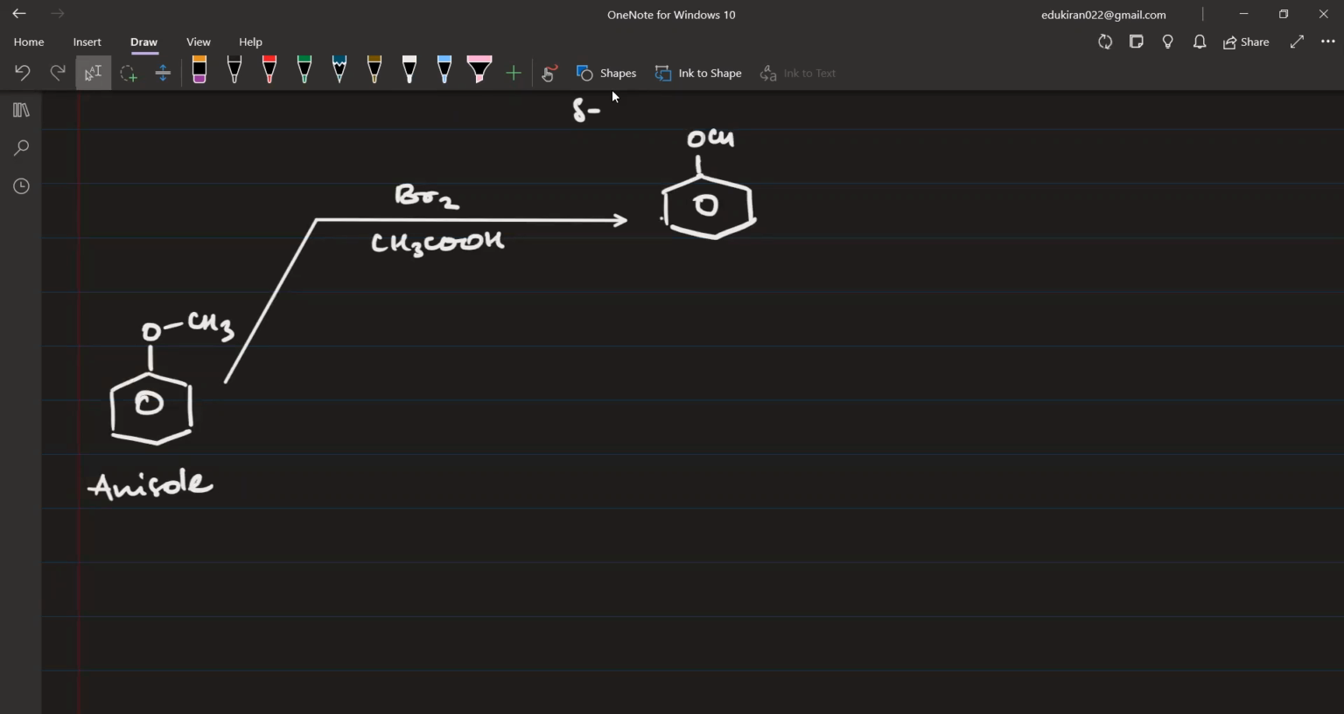The OCH3 as it is, Br will get substituted in the ortho position, plus the Br will get substituted in the para position. Okay, I hope you guys know that this is also para position. Okay, ortho and para position. We can also do Friedel-Crafts alkylation reaction.